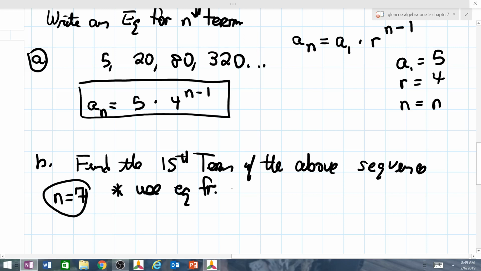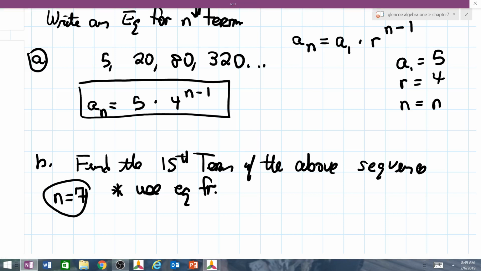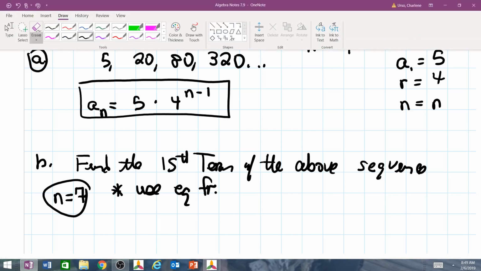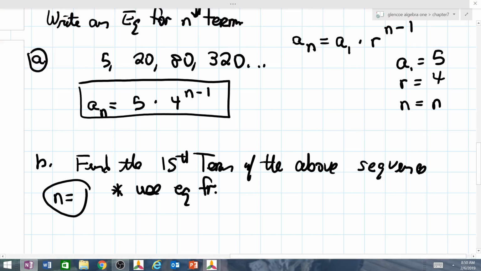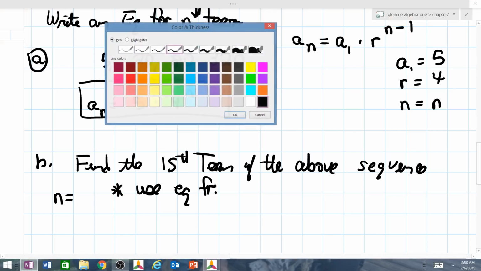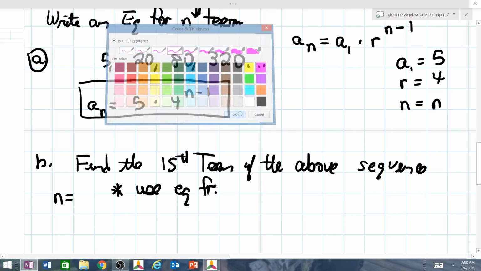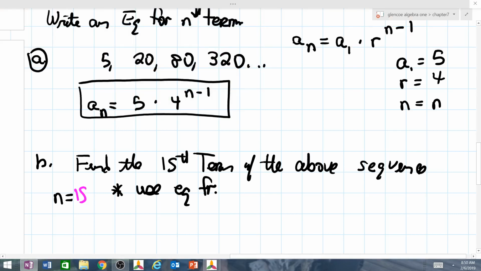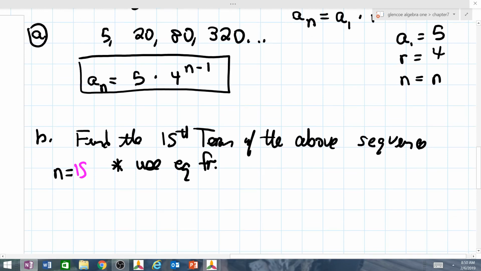Do you understand why? It's the same pattern. You've already given me a generic formula with n left in it. Now I'm being specific and asking you to find a specific number. We're going to find the 15th term. So give me a minute to change that. Yes, question? Are you sure? Okay. All right. So here we go.